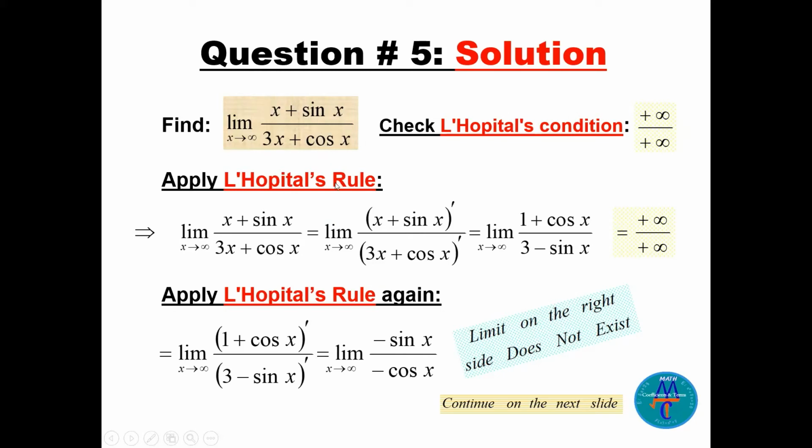Let's apply L'Hopital's rule. Find the derivative of x plus sine of x, so it will be 1 plus cosine of x. The derivative in the denominator will be 3 minus sine of x. Also, if we replace x by infinity, it will be plus infinity over plus infinity. So we can apply L'Hopital's rule again. The derivative of 1 plus cosine of x will be minus sine of x, and the derivative of 3 minus sine of x will be minus cosine of x. Also, this will be infinity over infinity. So the limit on the right side here does not exist.